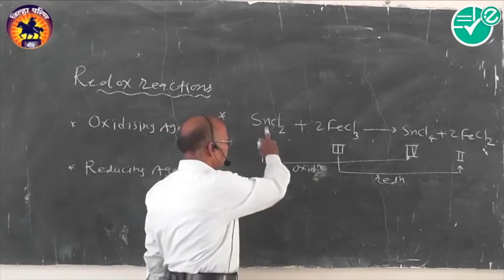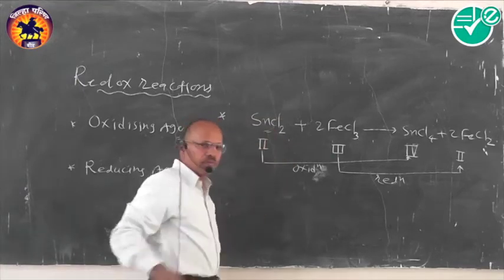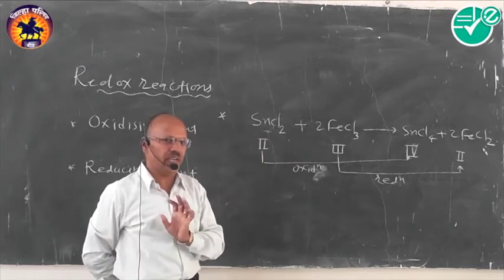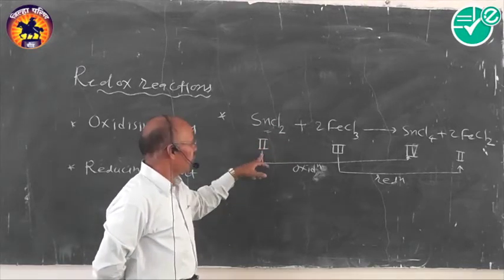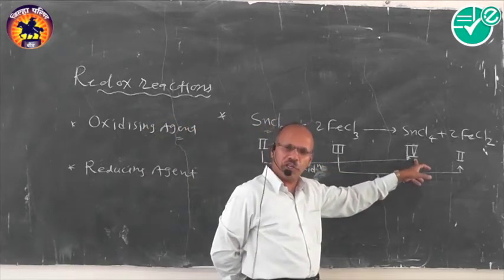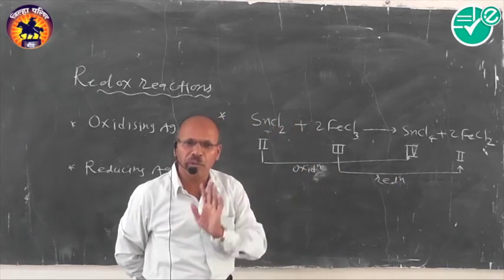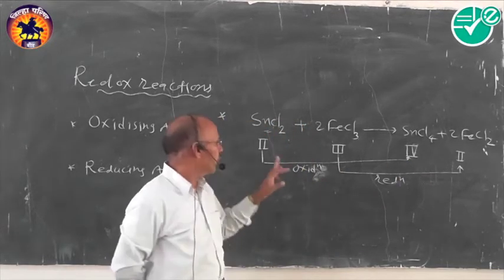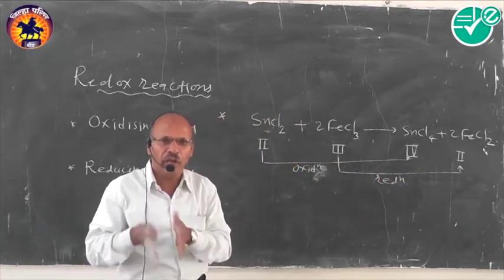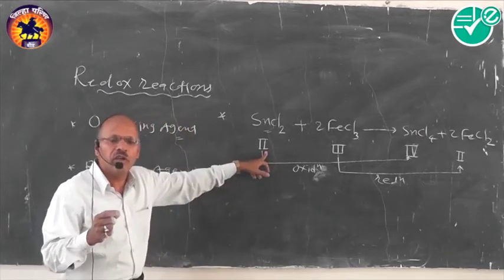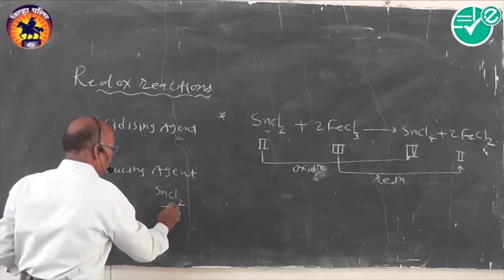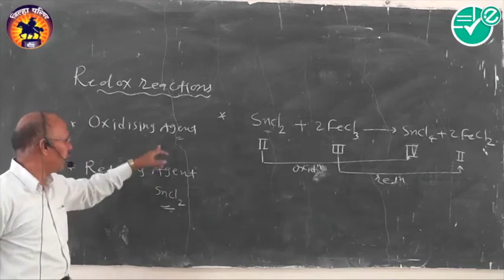In this particular case, what is the role of stannous chloride? Which agent is stannous chloride? The stannous state is the plus 2 state, forming the 4 state here. In this case, there is an increase in oxidation number, so it shows the process of oxidation, and it oxidizes itself. So it acts as a good reducing agent. The reducing agent in this case is stannous chloride.